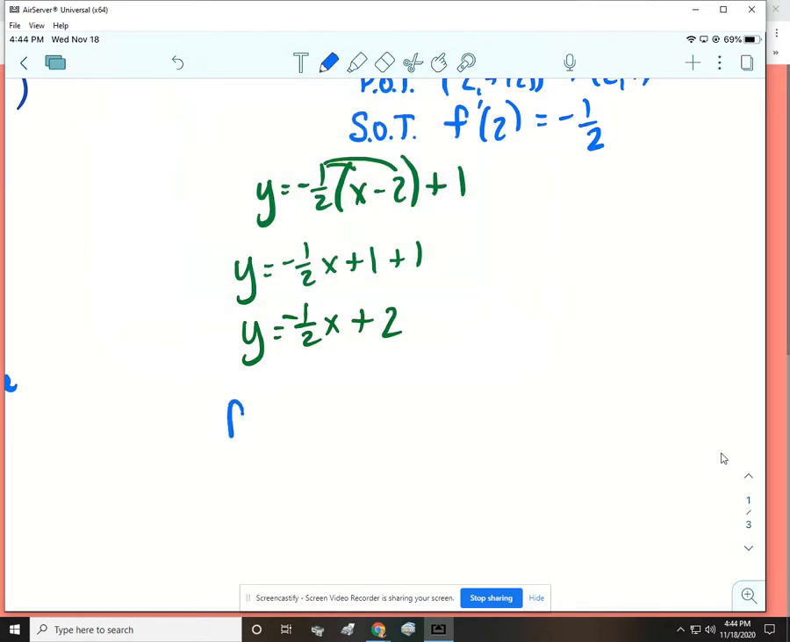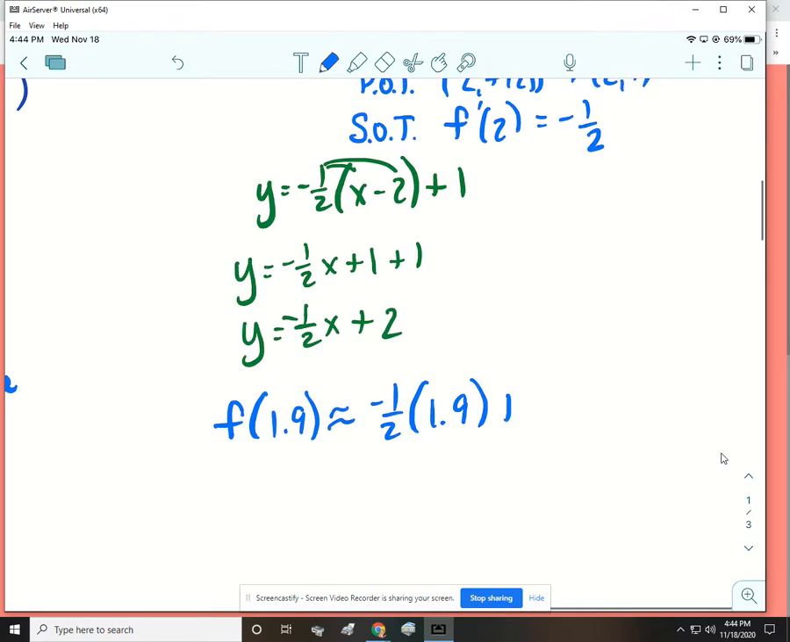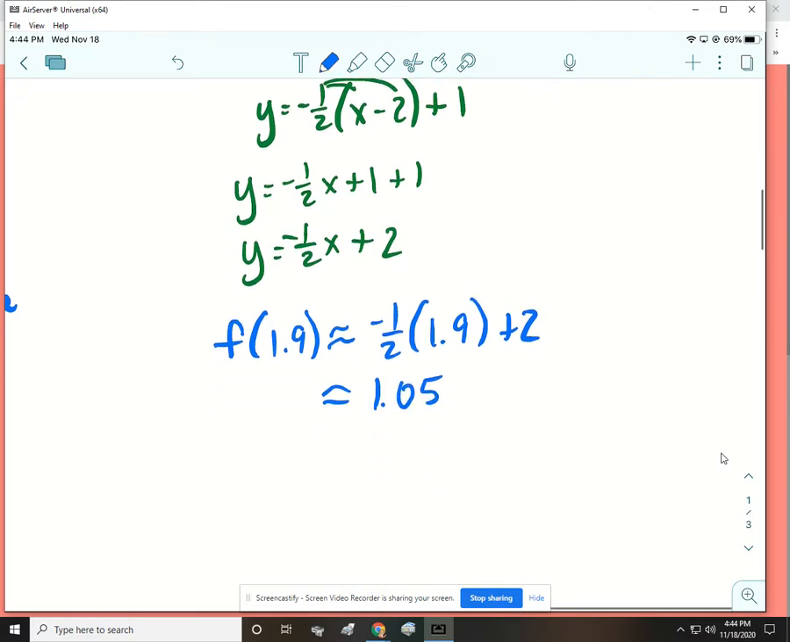So I'm going to take it and put in my 1.9, and that's going to give me an approximate value for f of 1.9. I did that earlier in the calculator. I got 1.05. Then we'll do the same thing for 2.04. This is an approximation.